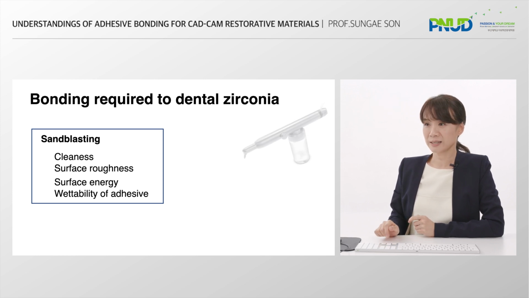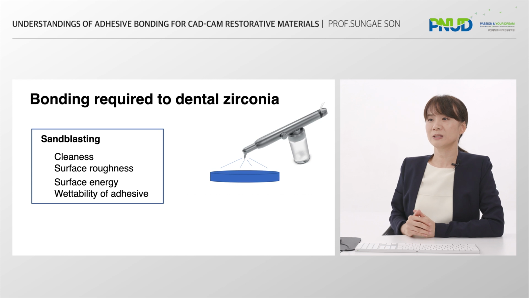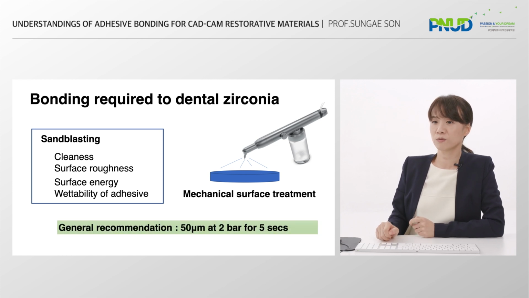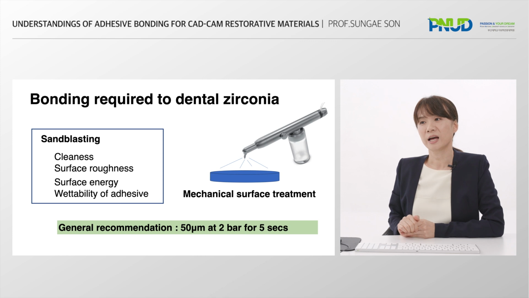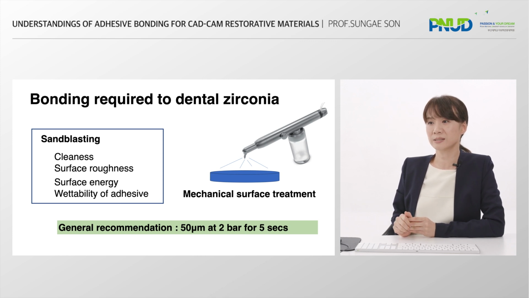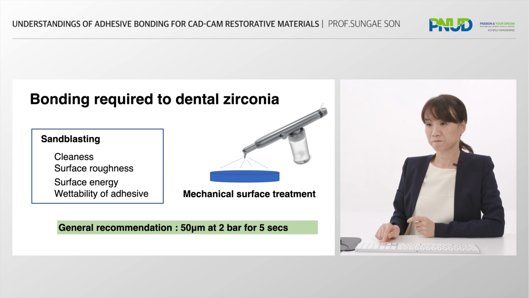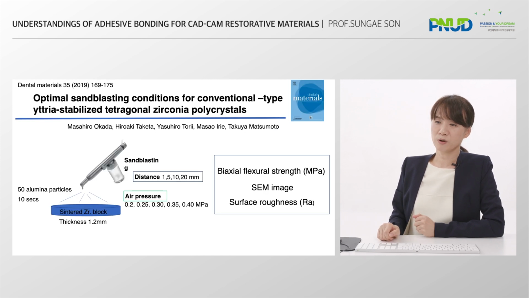A sandblasting process is effective to clean the zirconia surface and to increase the surface roughness. The general recommendation for sandblasting of zirconia is to blast 50 micron sized aluminum oxide particles at 2 bar for 5 seconds onto the zirconia. In this study, sandblasting was performed at various distances and at various air pressures to measure the fracture strength and to observe the microsurface image of zirconia.